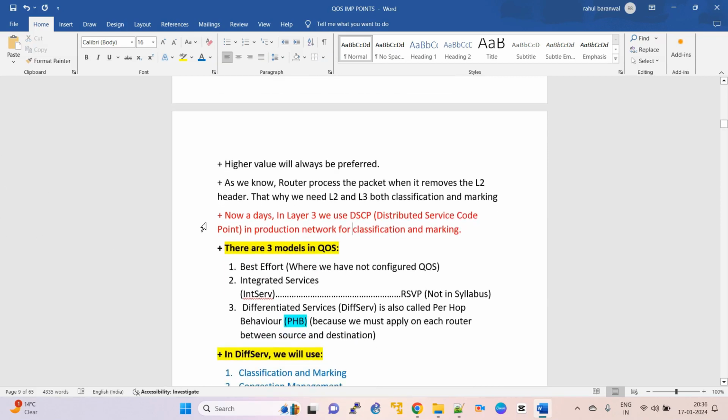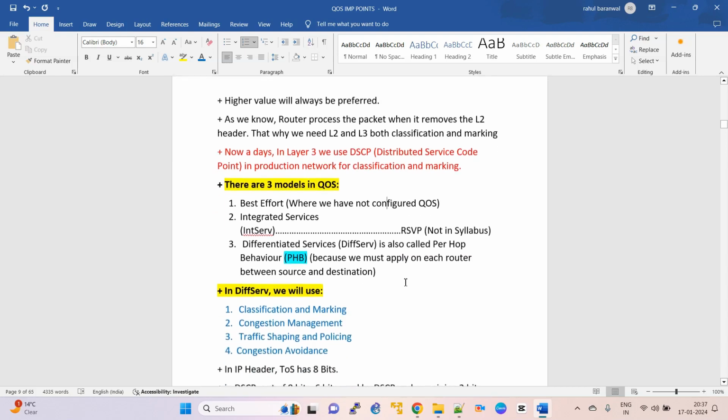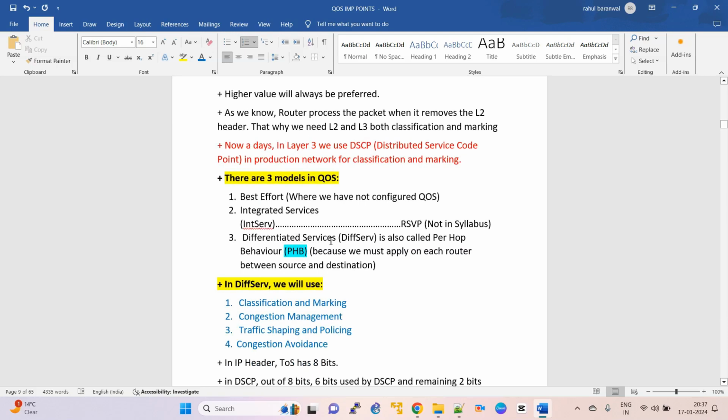There are three models in quality of service. The first one is best effort, meaning where we have not configured QoS. As we know, the default mechanism of quality of service is first in, first out, meaning whatever traffic comes first will go out first, right? The second model is integrated services, which we use in RSVP. That is part of the service provider topics that we will discuss later. And the third one is differentiated services, which we call DiffServ, and we can also call it per hop behavior.